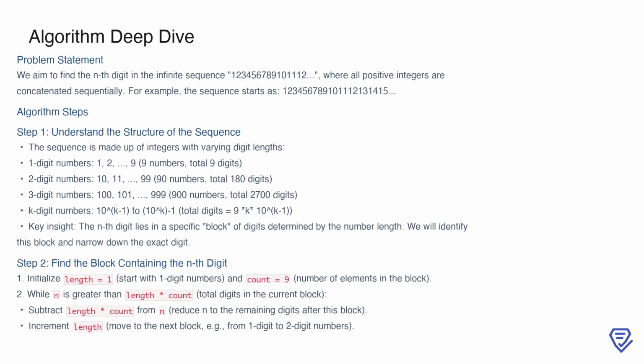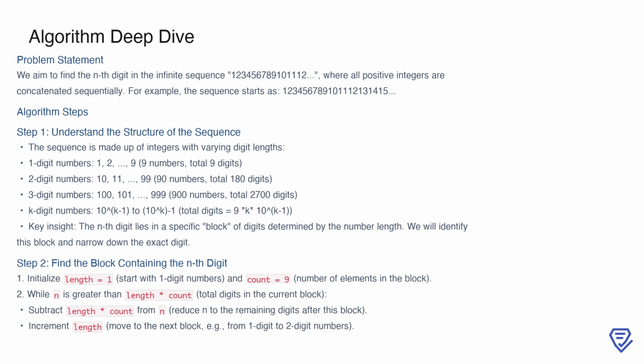To solve the problem of finding the nth digit in the infinite sequence of concatenated positive integers, we first need to understand the structure of the sequence. The sequence starts with one-digit numbers from 1 to 9, contributing 9 digits in total. Then, we have two-digit numbers from 10 to 99, contributing 180 digits. Next, three-digit numbers from 100 to 999 add 2,700 digits, and so on.